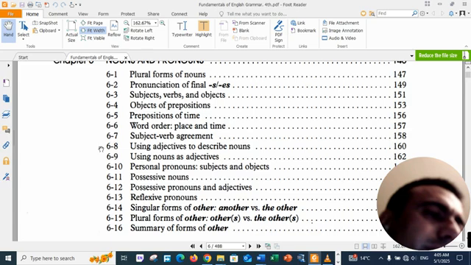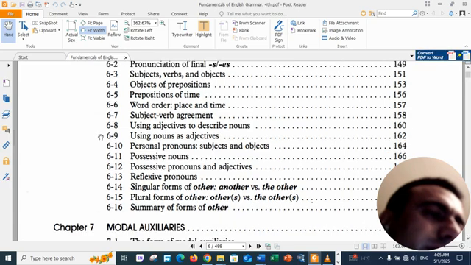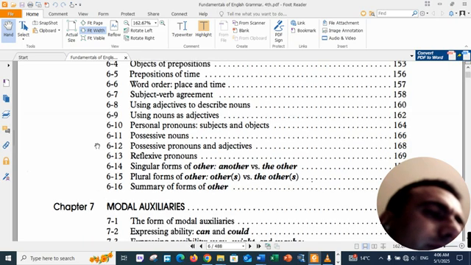6-5, prepositions of time. 6-6, word order, place and time. 6-7, subject verb agreement. 6-8, using adjectives to describe nouns. 6-9, using nouns as adjectives. 6-10, personal pronouns, subjects and objects. 6-11, possessive nouns. 6-12, possessive pronouns and adjectives.